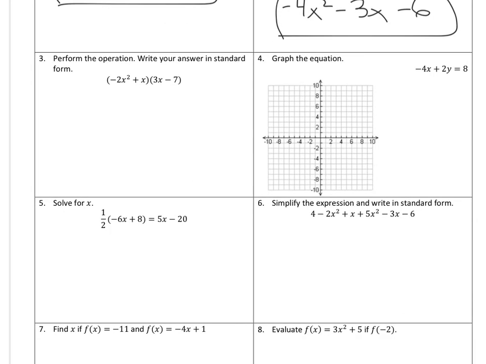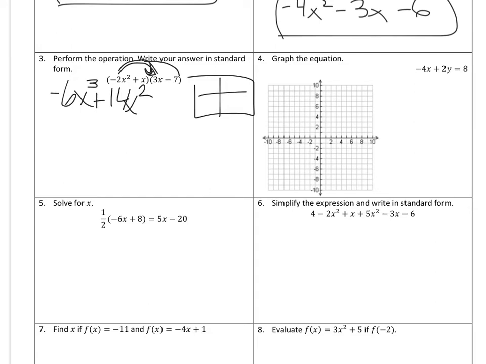Okay, perform the operation. Notice how there's no addition or subtraction between, so it's got to be multiplication. So I like to use double distribute. If you like the box, you can also set it up with the 4 boxes, but I'm going to double distribute. Negative 2x squared times 3x is a negative 6 because the coefficients, and then x squared times x gives you x to the third. Then negative 2x squared times negative 7, which is a positive 14x squared.